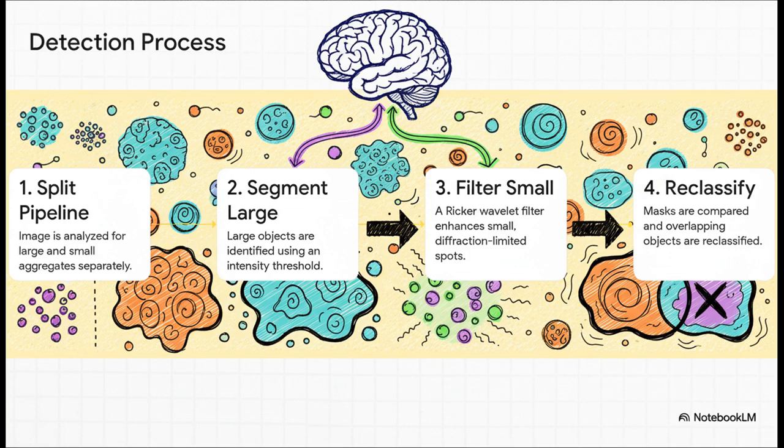But for the smaller, dimmer, diffraction-limited puncta, it uses what's called a Ricker wavelet filter to selectively emphasize features of that specific size. The software then compares the outputs from both methods and reclassifies any overlaps to make sure every aggregate is categorized and counted accurately.